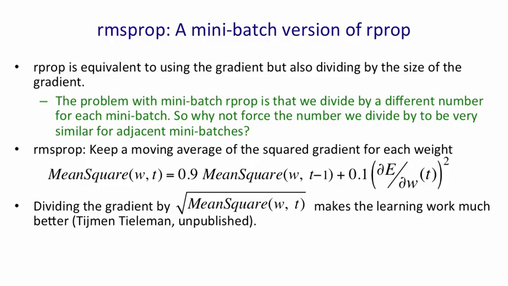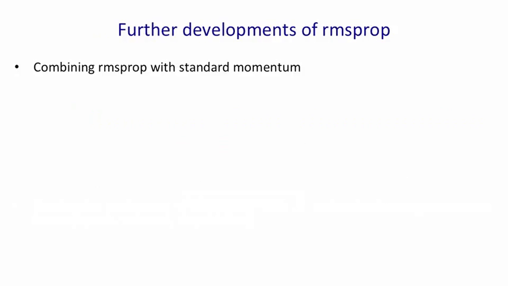That makes the learning work much better. Notice that we're not adapting the learning rate separately for each connection here. This is a simpler method where, for each connection, we simply keep a running average of the root mean square gradient and divide by that. There are many further developments one could make for RMSprop.